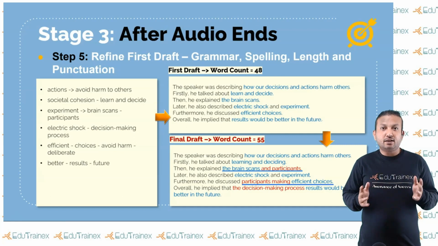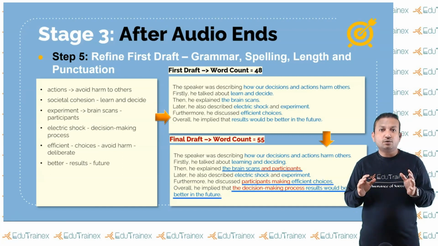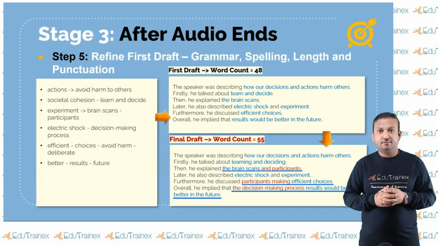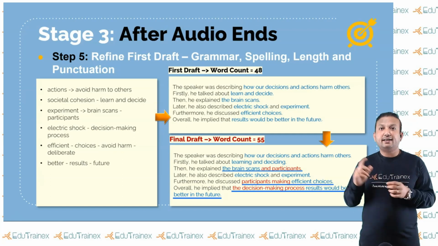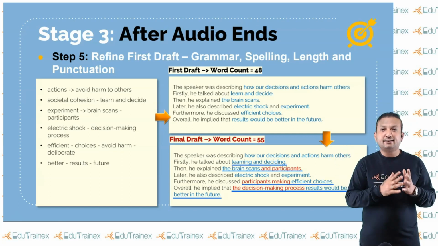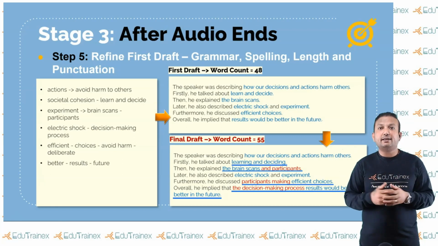And lastly, in the conclusion, again I added more context to what I already wrote about. So now I have written the decision-making process results would be better in the future. And also note the grammar improvements. So I changed learn and decide in the second sentence to learning and deciding, which is grammatically correct.